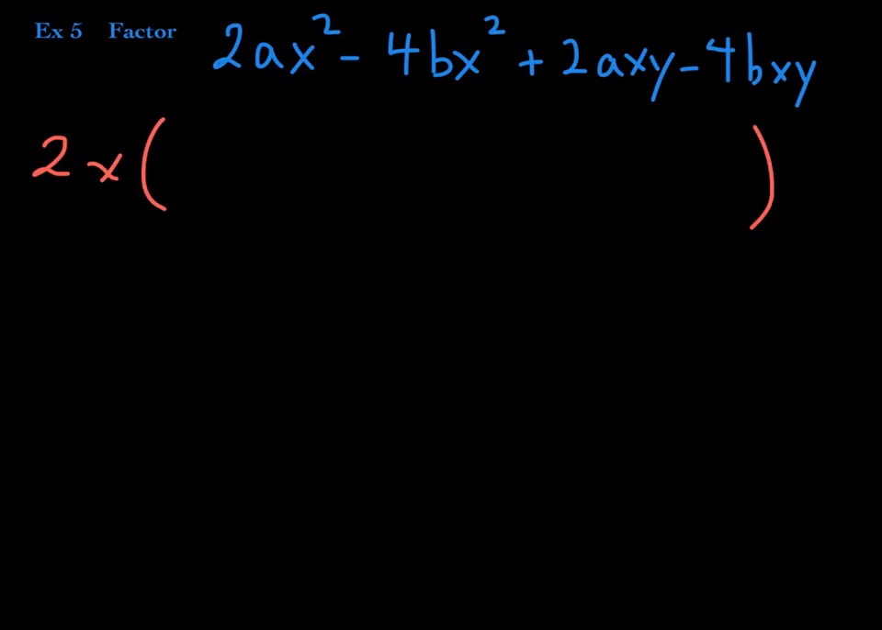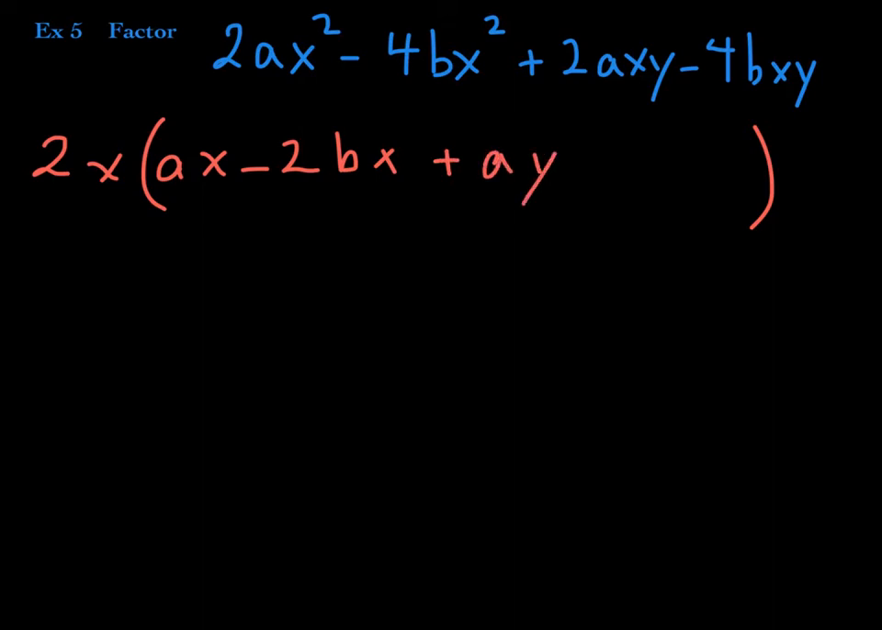When you factor out an x out of this, 2x out of this first term, the 2 is gone. One of these x's is gone, so all you're left with is ax. When you factor a 2 out of this -4, you're left with -2. And you factored out one of these x's, so that leaves you with bx. The next term, the 2 is gone, the x is gone, leaving you with positive ay.